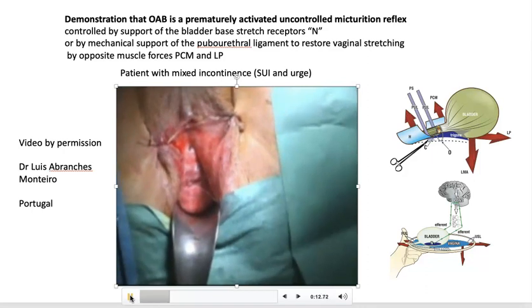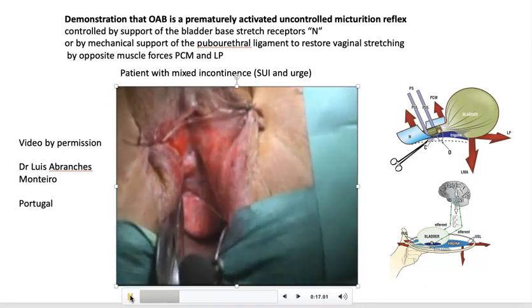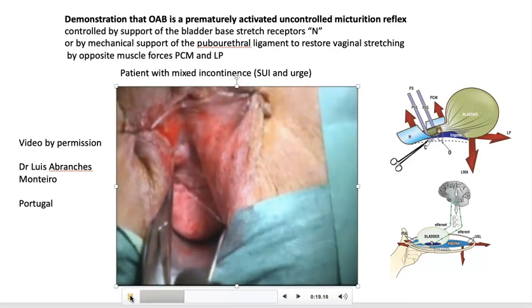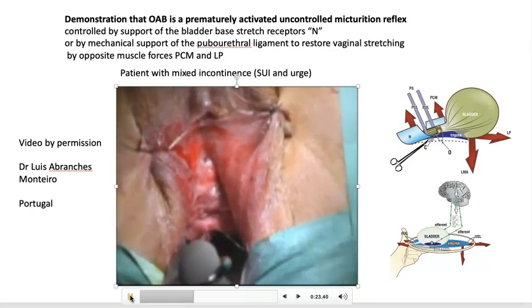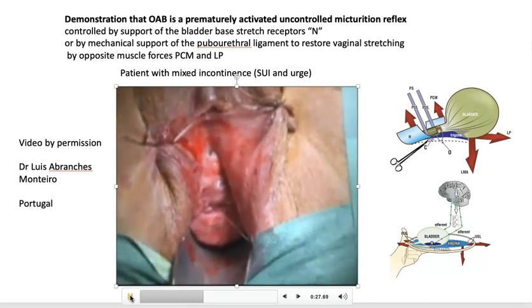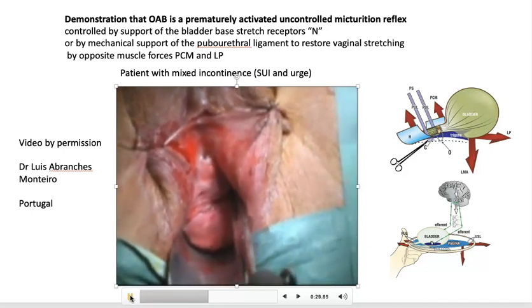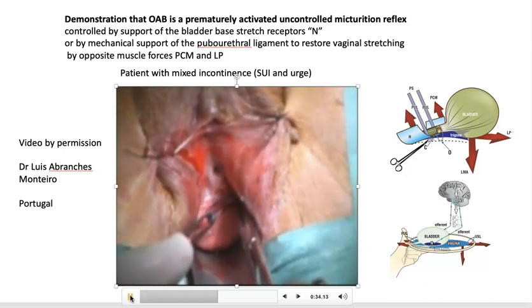The micturition reflex. Now the first time, the first time she did it, I anchored the mid-urethra, it stopped. The second time I supported the stretch receptors, it stopped. The two are not incompatible. Do you understand? The first thing, see, when you anchor it, then the muscles can stretch the trampoline.